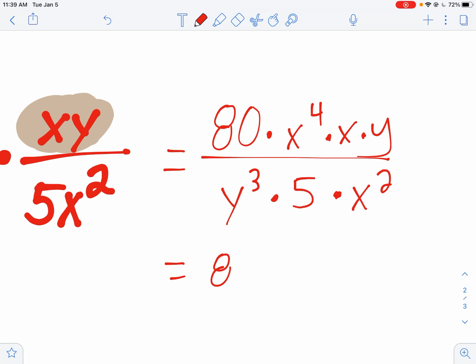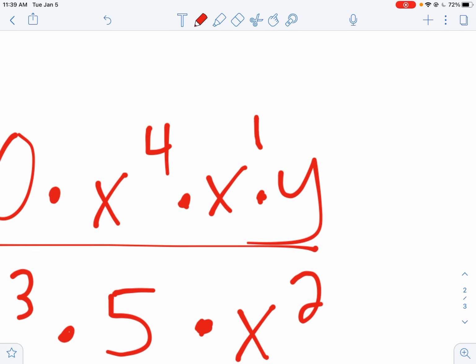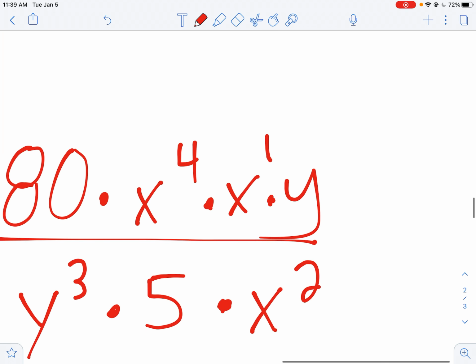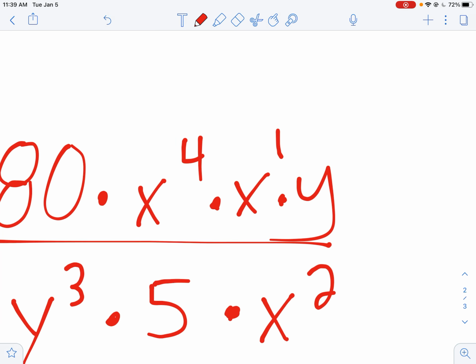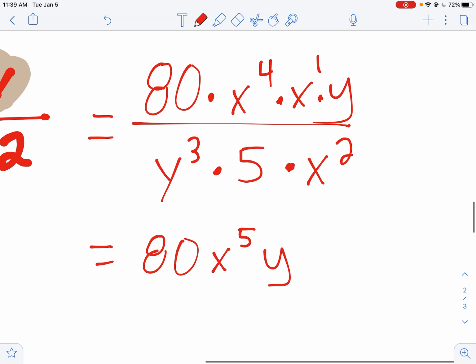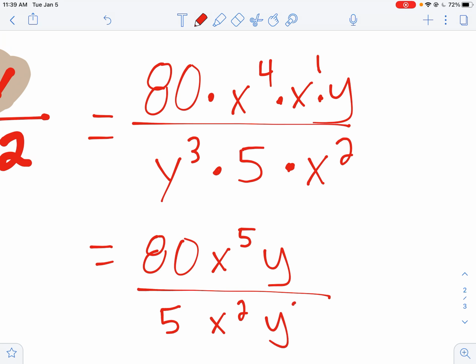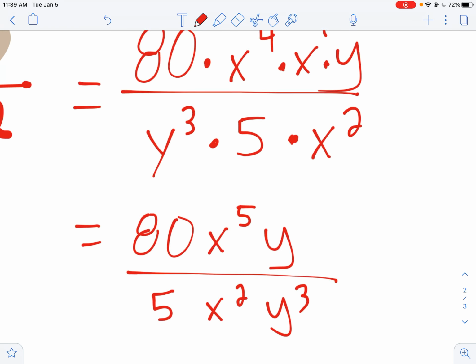So I could go 80. Now remember, if there's no exponent, I can just put a 1 here. And when you're multiplying bases with the same base, different exponents, just add the exponents. So same base as x, add the 4 and the 1, you get x to the fifth. Then you're left with y up here. Now down below, I'm just going to write things in the same order here. So I'm going to go 5, x squared, y to the third. Again, because the commutative property says I can multiply in any order I want.